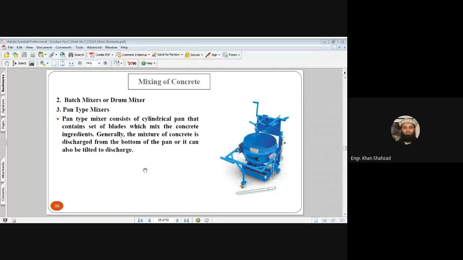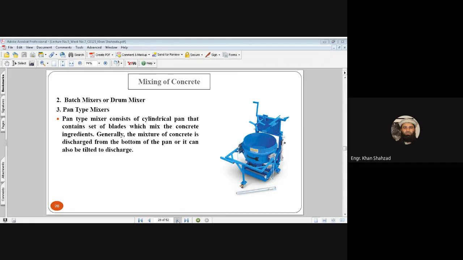Another type is the pan type mixer. You can see this is just like a pan. A pan type mixer consists of a cylindrical pan that contains a set of blades. Here you can see these are the blades which mix the concrete ingredients. Generally, the mixture of concrete is discharged from the bottom of the pan. From here, we have a system, and you can unlock that and then discharge the concrete. It can also be tilted to discharge the concrete. You can tilt this and discharge the concrete into wheelbarrows or bogies, and you can use it.